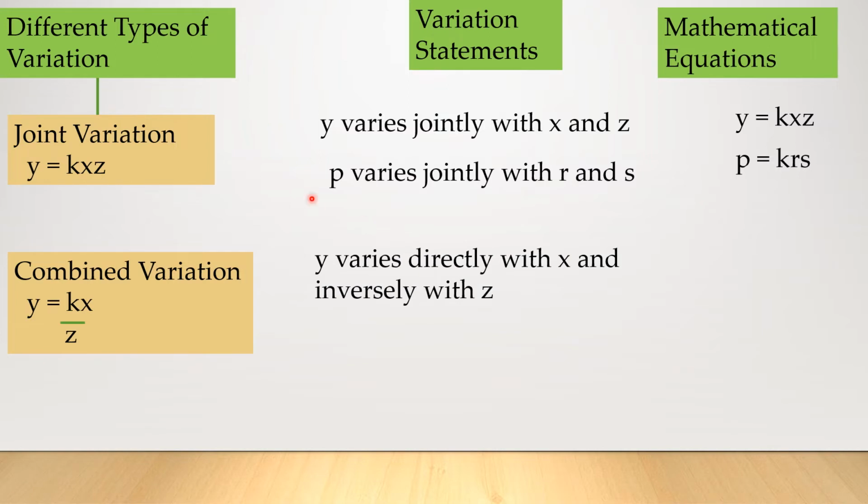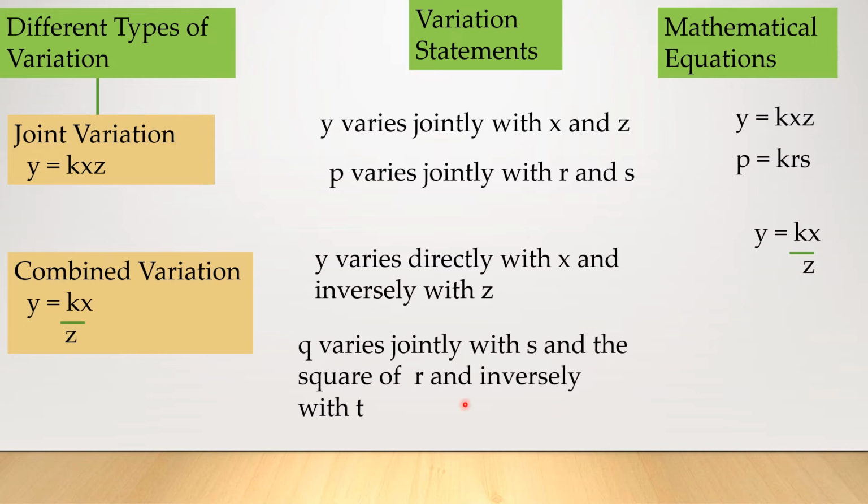For the combined variation, I have here y varies directly with x and inversely with z. So that is now y is equal to kx over z, since inversely with z means over z. And now another one. Q varies jointly with s and the square of r, and inversely with t.